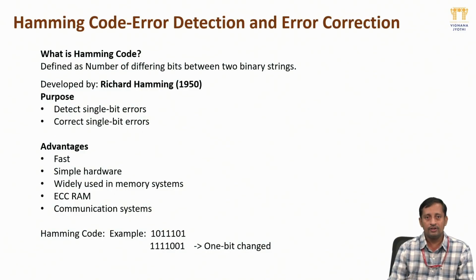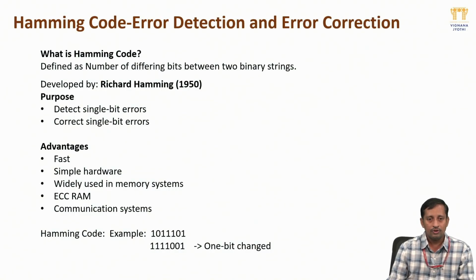As I said, Hamming code is based on the number of bits that differ between two binary strings, which was developed by Richard Hamming, and hence the name Hamming code. The purpose of Hamming code is to detect single bit errors and to correct that single bit error. Advantages of Hamming code are that it's fast, with simple hardware design, and widely used in memory systems because we can even correct the errors. It is used for ECC RAM memory and also in communication systems.